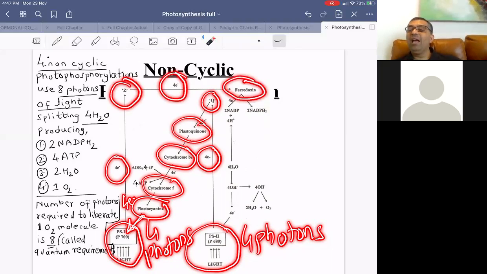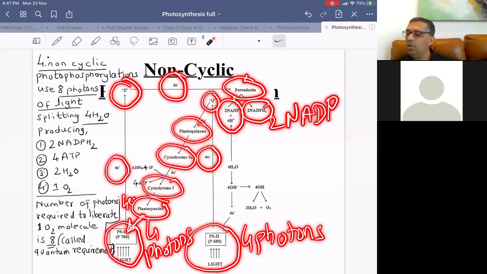By the way, who will accept these electrons? NADP. How many electrons did one NADP accept? 2 electrons. So to accept 4 electrons we have 2 NADP. 2 NADP will accept 4 electrons and form 2 NADP minus minus. So 4 electrons have come in.